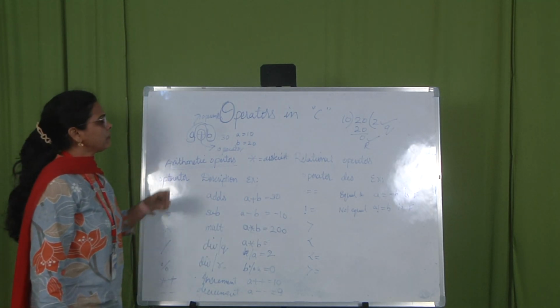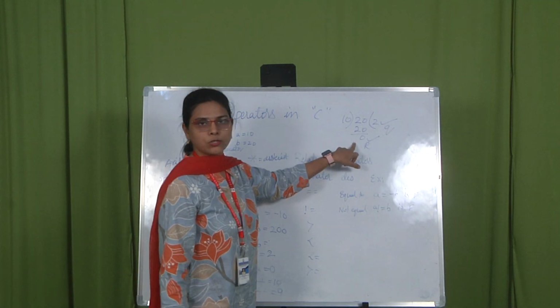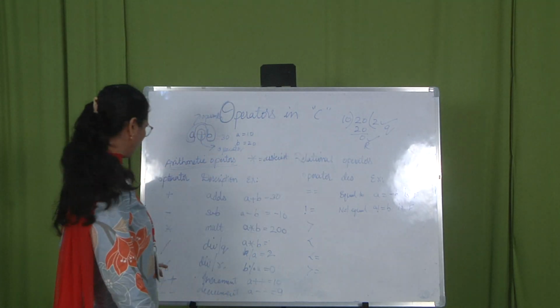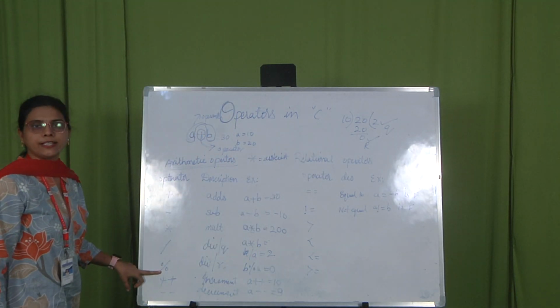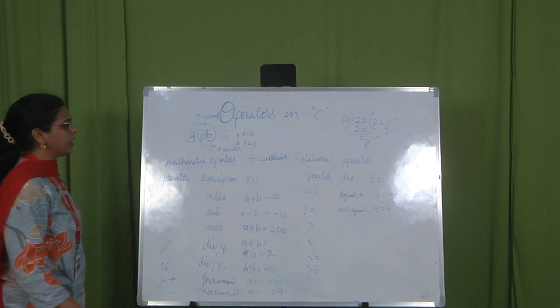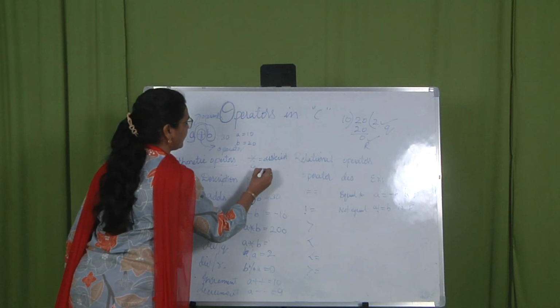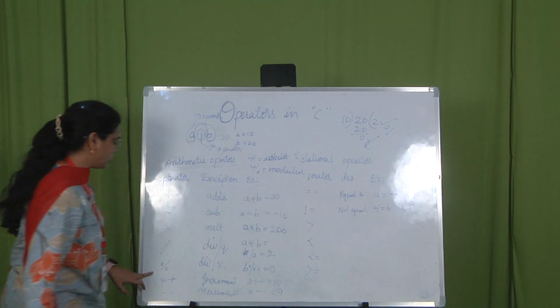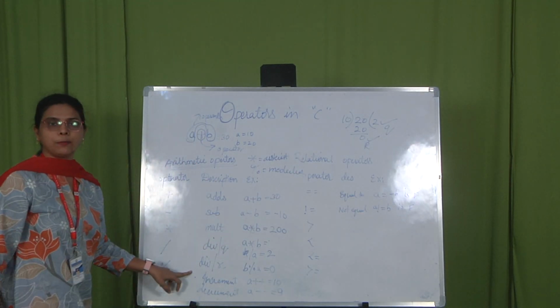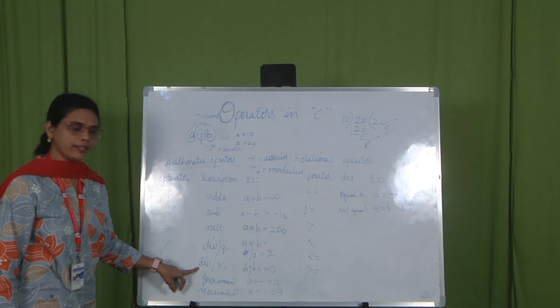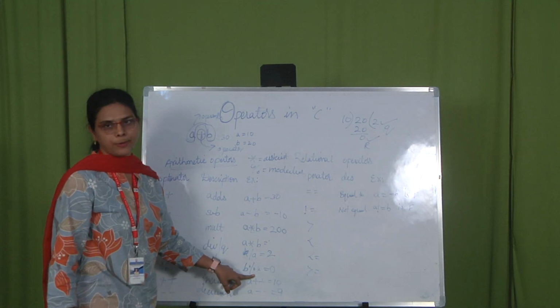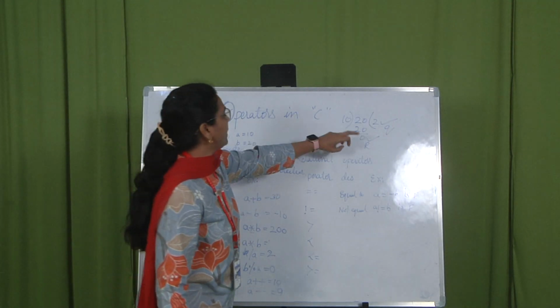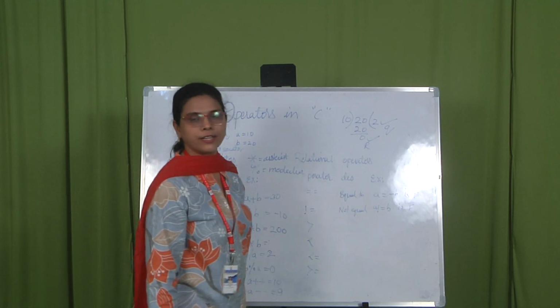Sometimes you may require the remainder also. In this instance, we have to use the percentage symbol. This is called the modulus symbol, or mod symbol. This is used for dividing a number, and whenever you want a remainder, it gives the remainder. So when you divide B by A, you get the remainder as 0.